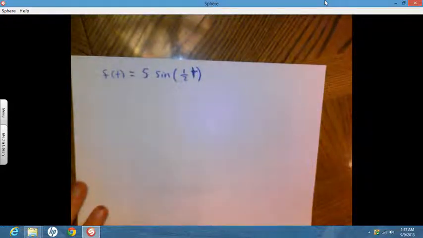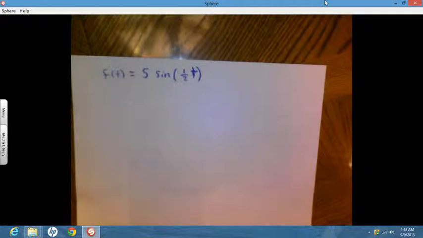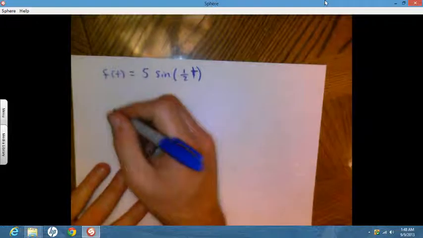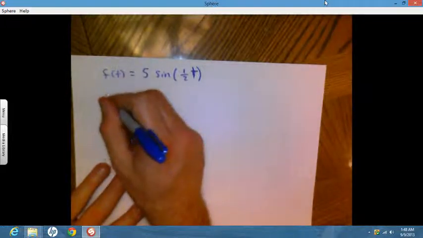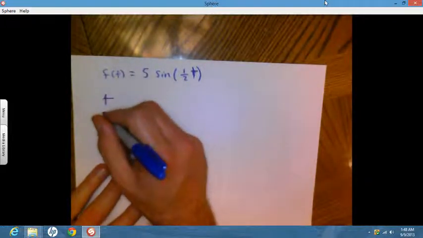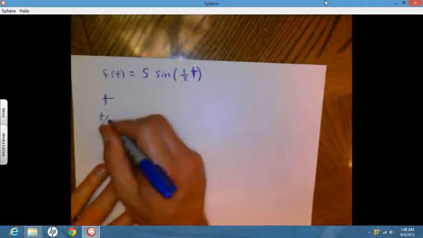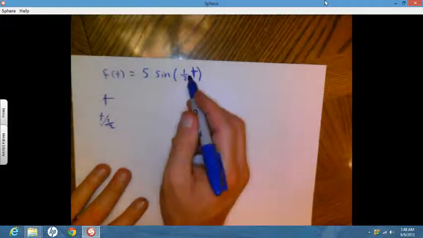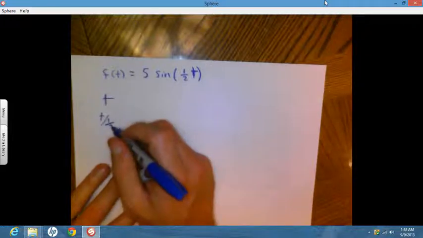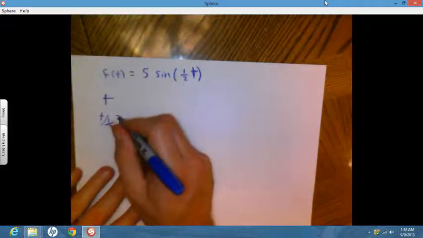All right, so let's see how we can do this now. So what we're going to do is we're going to have t. We're going to have t divided by 1/2, right? Because whatever we multiply by here, we divide by when we're figuring our coordinates out, which is the same as multiplying by 2, so that's 2t. We're dealing with the sine, so we're going to look at the y-coordinate, and the transformation on the y-coordinate is multiply it by 5.